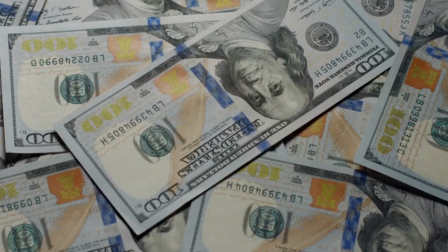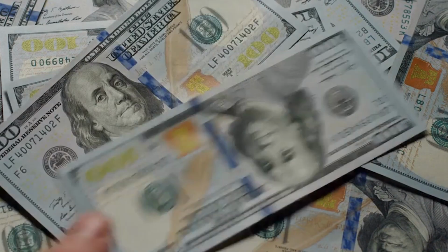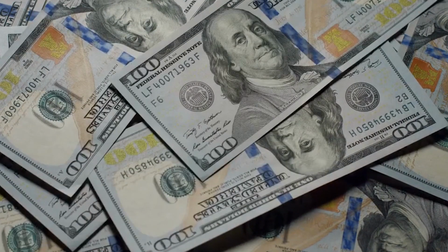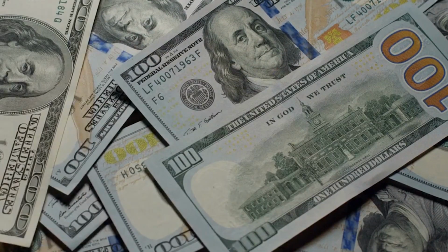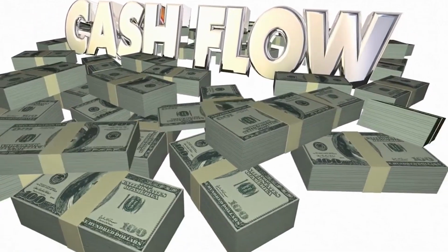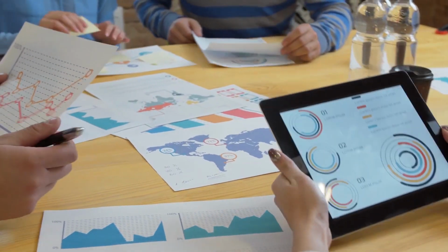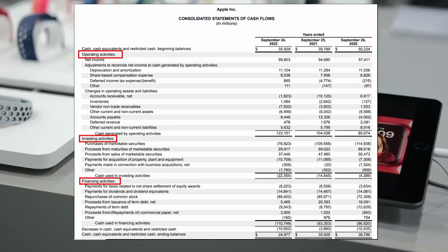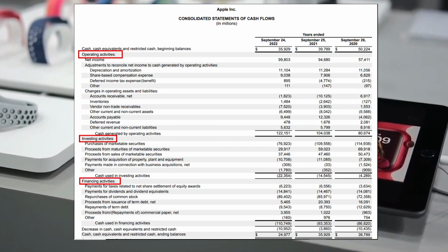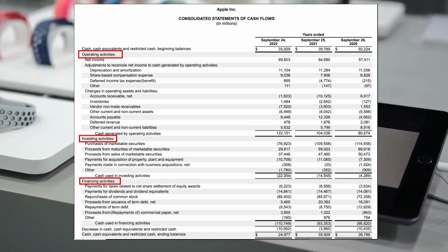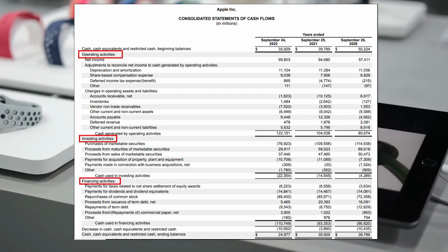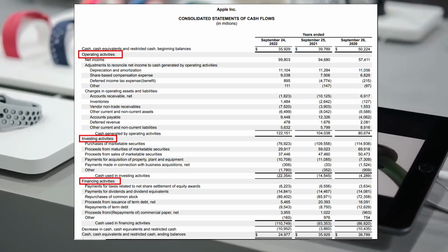Why is it so important? Simply put, it's because cash is king. A business can show impressive profits, but quickly find itself in hot water if it's not generating cash. To understand a company's cash flow, we must delve into three main components: cash flow from operating activities, cash flow from investing activities, and cash flow from financing activities. Now, to make things even more exciting and tangible, let's use a real-life example as we decode these categories and look at the numbers of the well-known tech giant, Apple.